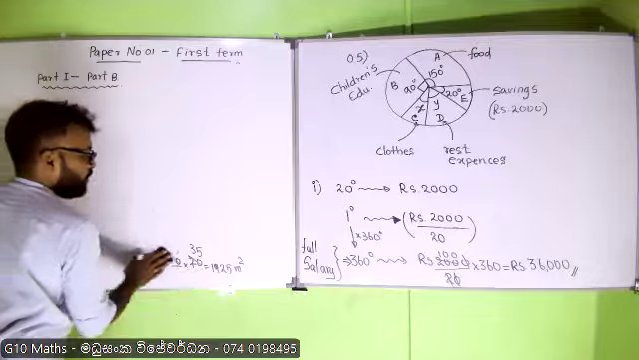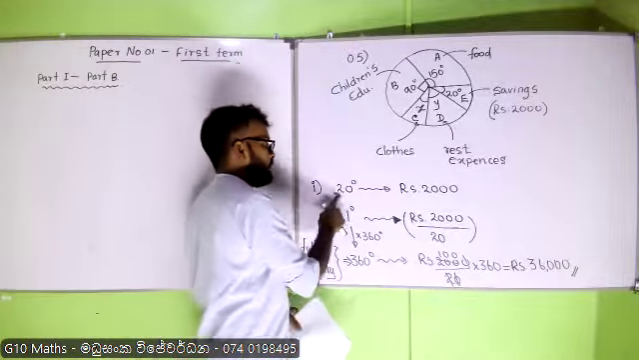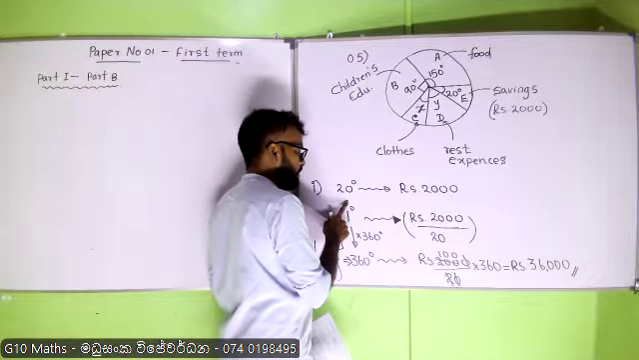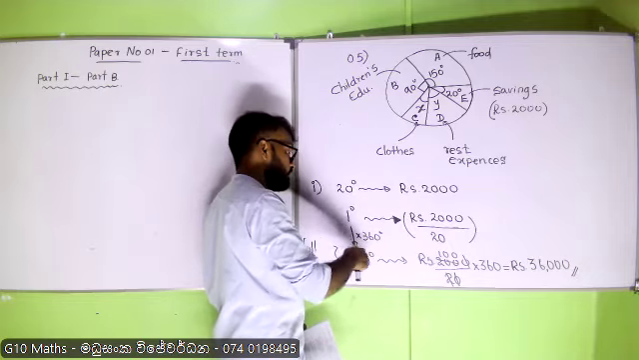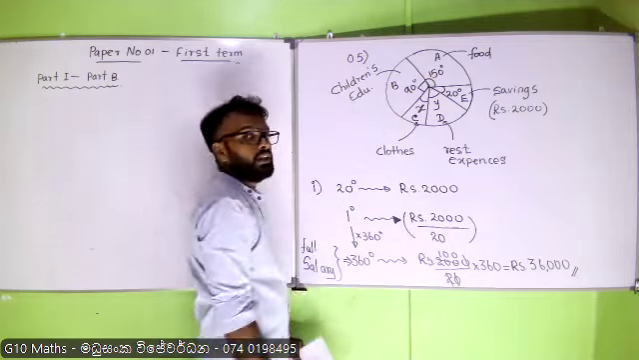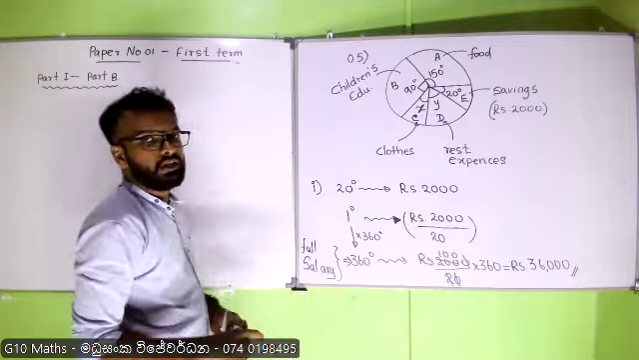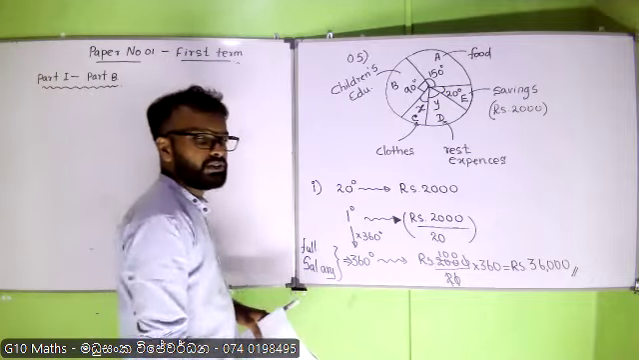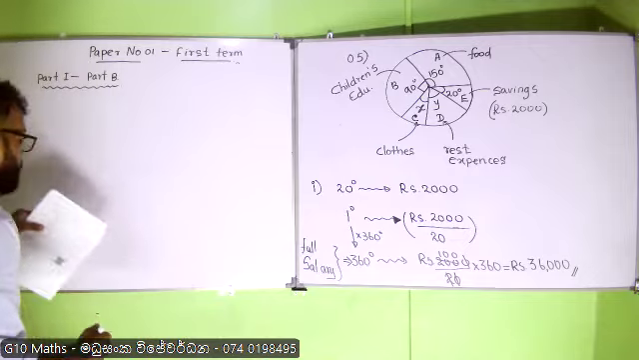Today our method, in the pie chart also: 20 degrees represents 2000, then I need to find for 1 degree, and then how much for 360? This kind of question will be in your second term exam as well. I cannot assure about the first term exam. Sometimes you might not have done it.